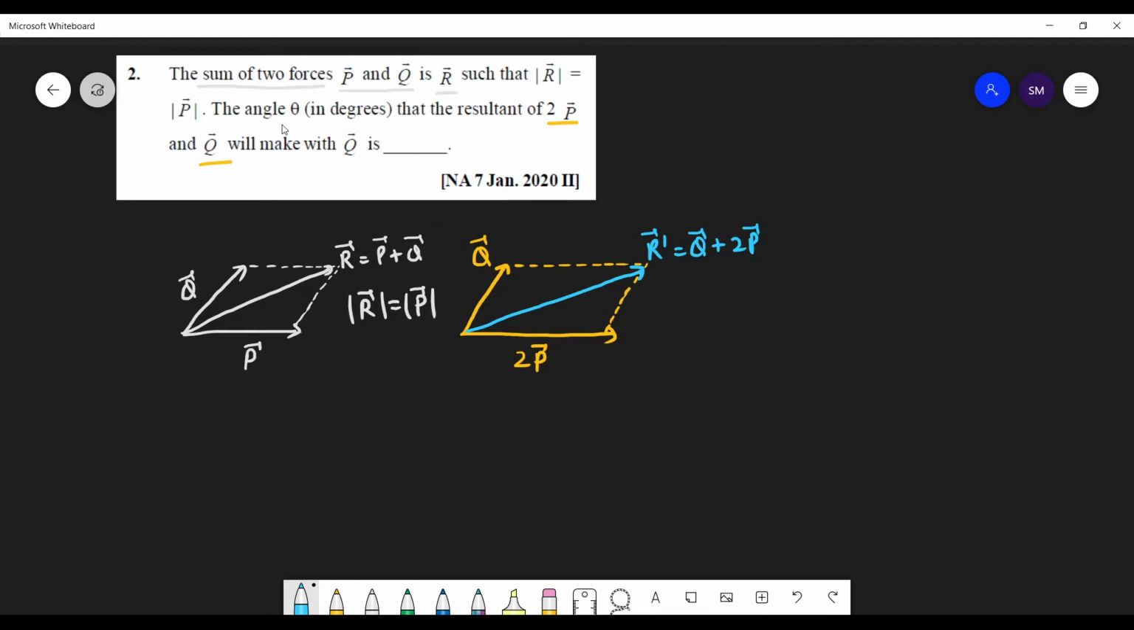Absolutely fine. The angle theta that the resultant of this Q and 2P makes with Q. So actually this is this Q. Make with Q, and we have to calculate this theta. So that's our question. Now we know that this angle, let this angle be phi.